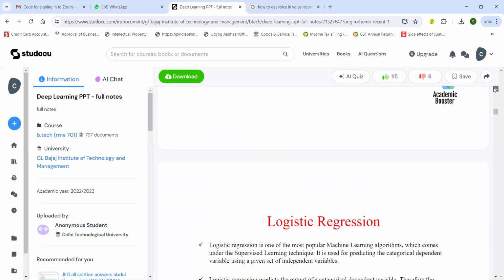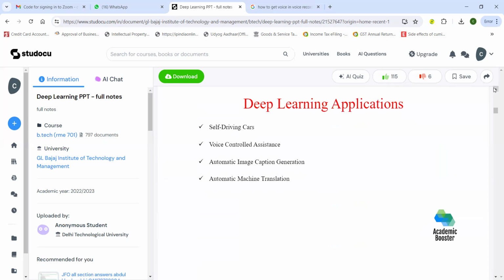So this all is about the introduction of deep learning.